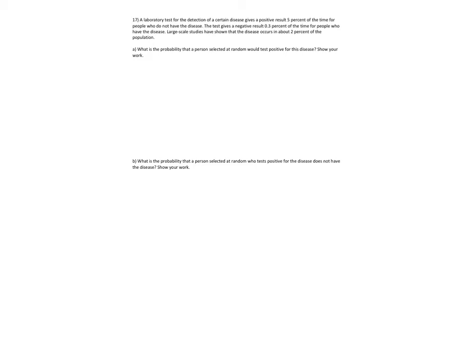So as you think about this question, first of all, in these false positive, false negative sort of situations, a good way to start is with a tree diagram. And so we look at this in terms of who has the disease, and who doesn't. We know that 2% of people have it and 98% of people do not have the disease. And then we look at testing positive versus negative. So this is the test, positive, negative, positive, negative.